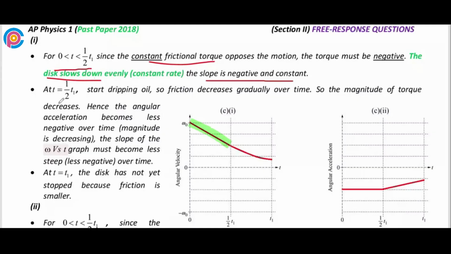After time t half, the oil starts dripping and the frictional force decreases, so the magnitude of the external torque decreases. Angular acceleration becomes less negative over time, meaning the slope of the omega versus t graph must become less steep over time. Less external torque is opposing the motion, so there is less decrease in velocity. The slope is now not going down as steeply as in the previous case.